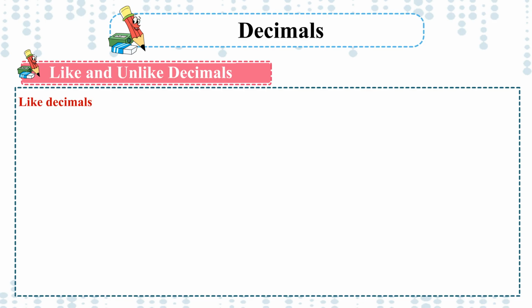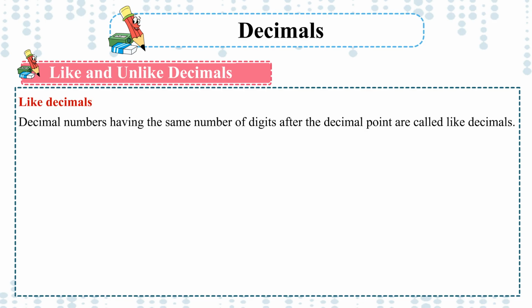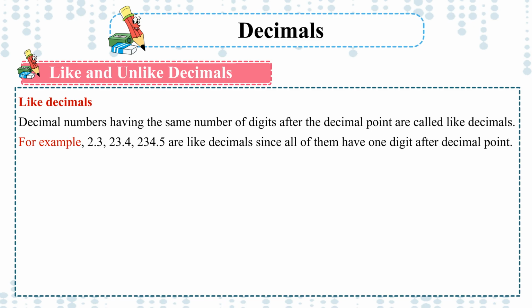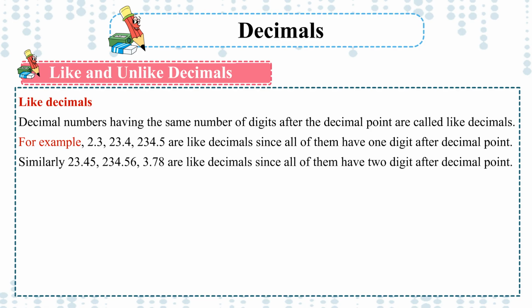Like and unlike decimals. Like decimals: decimal numbers having the same number of digits after the decimal point are called like decimals. For example, 2.3, 23.4, 234.5 are like decimals since all of them have one digit after the decimal point. Similarly, 23.45, 234.56, 3.78 are like decimals since all of them have two digits after the decimal point.